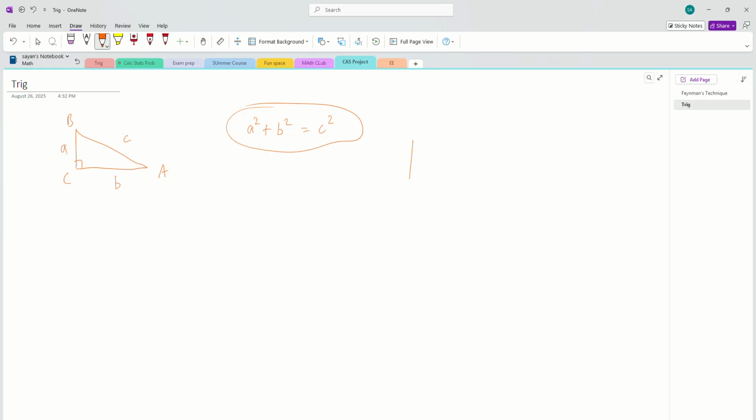I'm going to give a practice problem here. I encourage you to pause and solve it on your own. Okay, I'm going to say this is 3 and this is 5. What is this side over here?